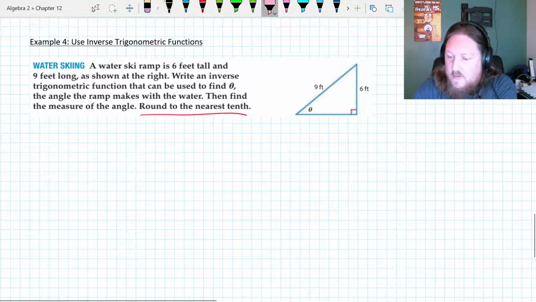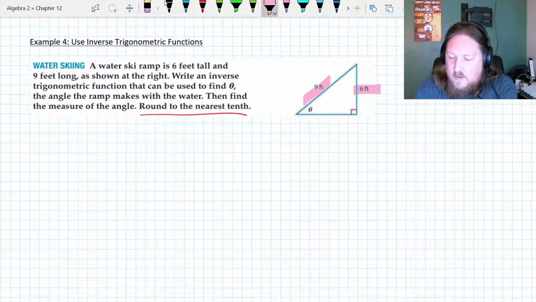But let's see what's going on here. We have a water ski ramp, 6 feet tall and 9 feet long. So the length of the ramp is 9 feet. Oh, and we got this nice picture here. Find the inverse trigonometric functions that you can use to find angle theta. Then find the measure of the angle.